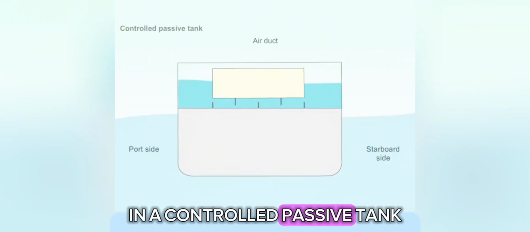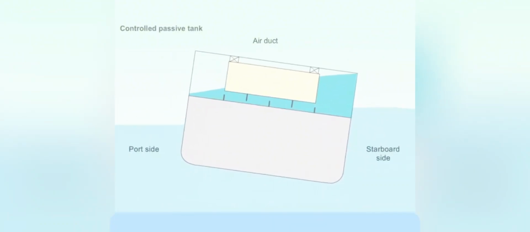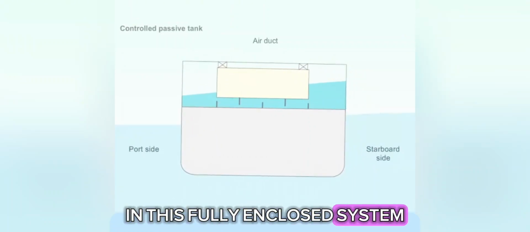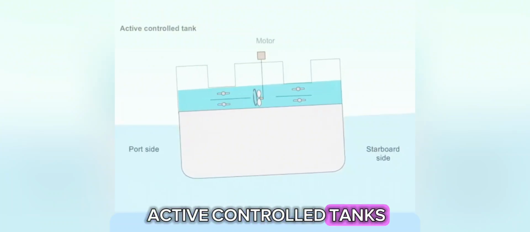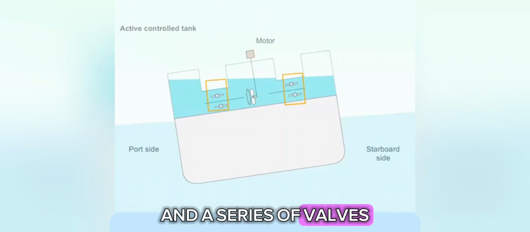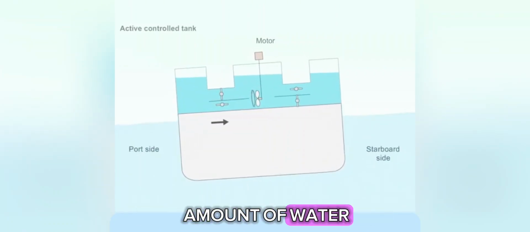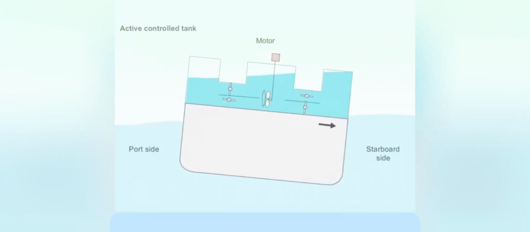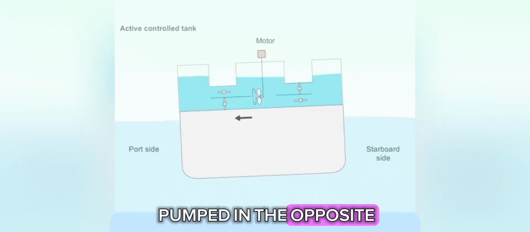In a controlled passive tank, the valves control the transverse movement of water. The valves restrict the flow of water or air in this fully enclosed system. In ships fitted with active controlled tanks, water is driven from one side to the other by an impeller and a series of valves. The impeller controls the amount of water, and the valves direct the flow of water in opposition to the roll. Here, the required quantity of water is quickly pumped in the opposite direction of the roll.